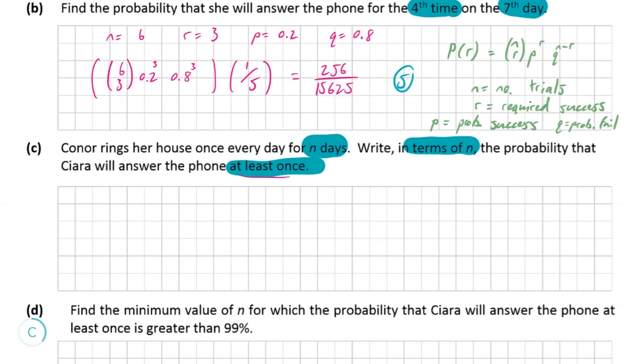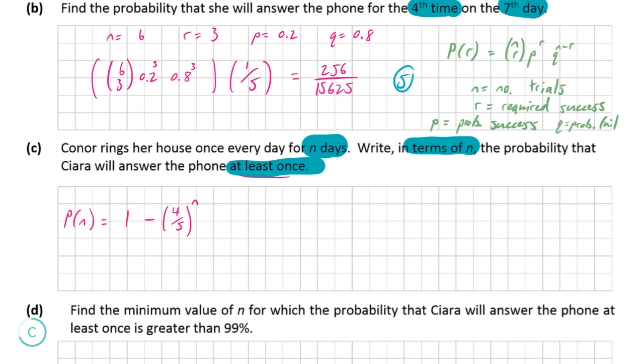So the probability that Kira won't answer the phone on the nth day is going to be (4/5)^n, because for every day she doesn't answer the phone, the probability will just decrease by a factor of 4/5. So the probability that she answers the phone at least once is just going to be 1 minus the probability that she doesn't answer at all, which means it's going to be 1 minus (4/5)^n. So that is then our final answer.